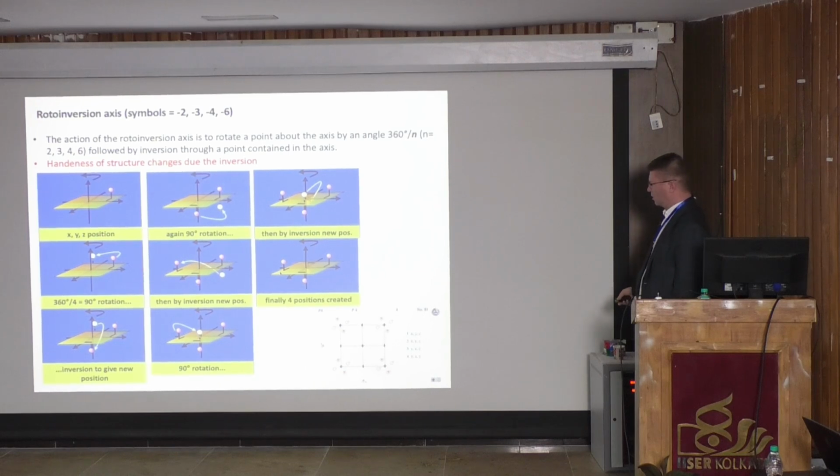And here we can see 1 coordinate set creates 3 other ones. And that's the idea. And we name this symmetry accordingly. So in this case it would be -4, roto-inversion axis.